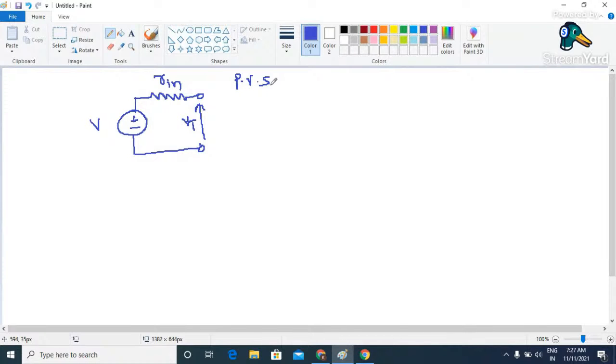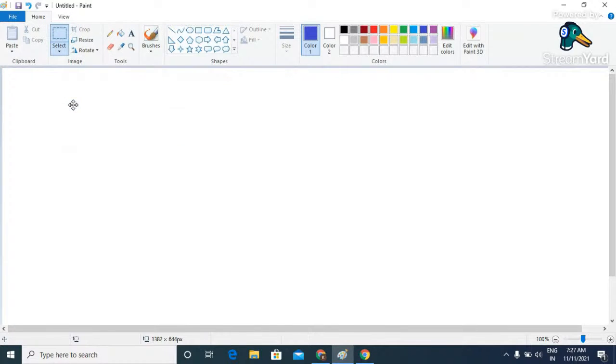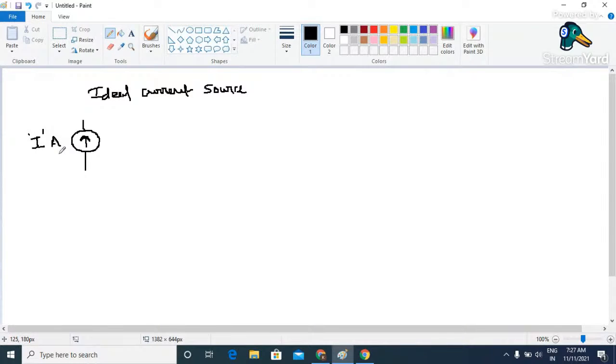Now let us discuss the concept of ideal current source and practical current source. So again, what is an ideal current source or a practical current source? First let us discuss the ideal current source. Ideal current sources are indicated by a symbol like this, a circle with an arrow. This arrow indicates that it is an ideal current source. Let us consider that the magnitude of this current source is I and the unit is A. So I indicates the magnitude and A indicates its unit, which is nothing but ampere.